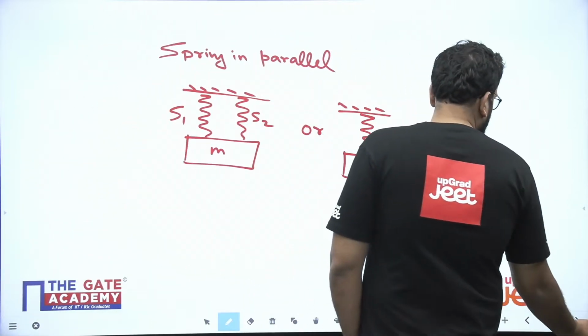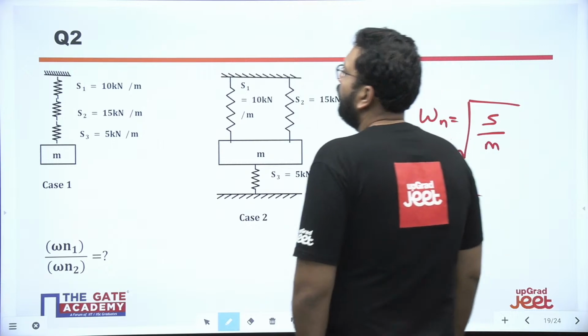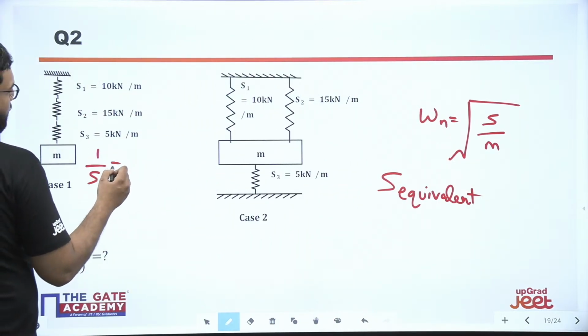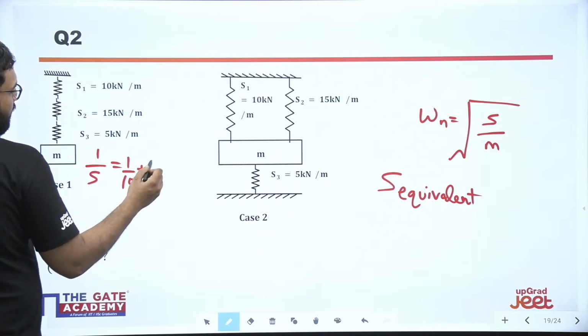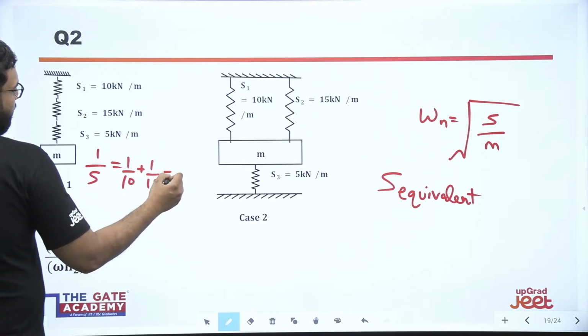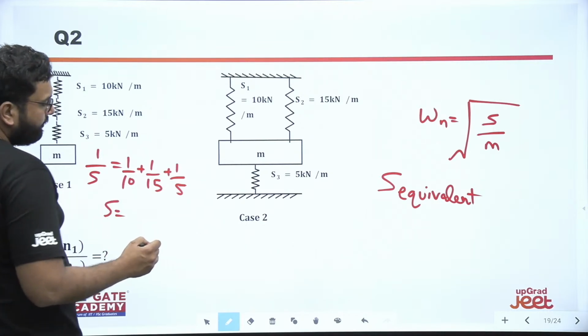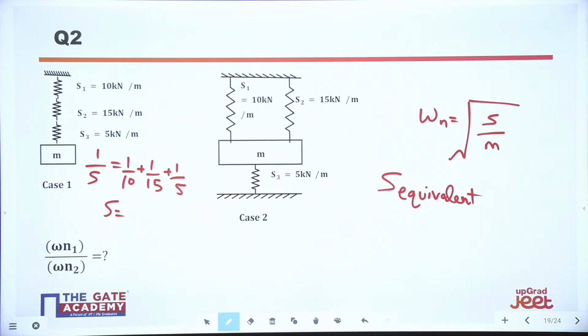Right? Now we can try solving this question. First of all, I'll have to find the equivalent stiffness here. So 1 by S is equal to 1 by 10 plus 1 by 15 plus 1 by 5. What is the S we are getting from here? Can anybody please tell me? What is the stiffness we are getting from this?